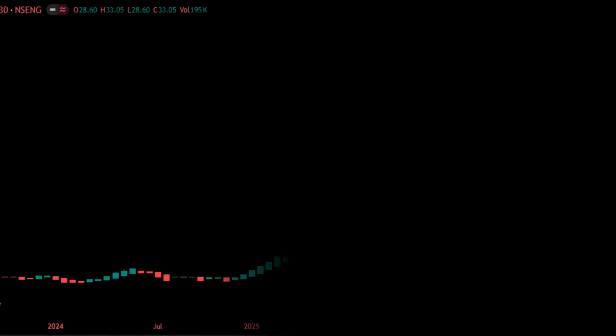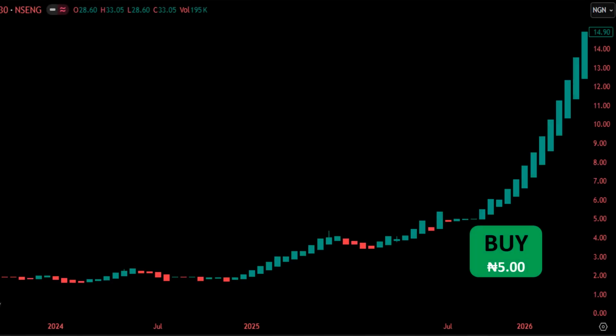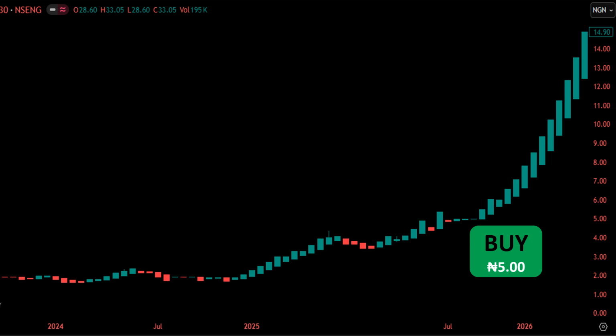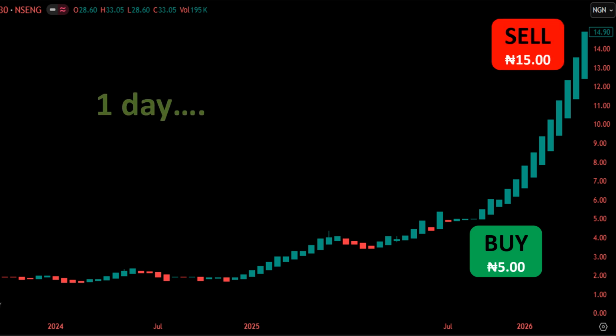I've seen traders buy a stock at 5 naira. The stock moves to 8 naira, then 10 naira, and then even 15 naira. Their portfolio shows a beautiful profit. They are excited. They think they've made money. Then they place a sell order and nothing happens. No buyers. 1 day passes, 2 days pass, 3 days pass, still no execution.